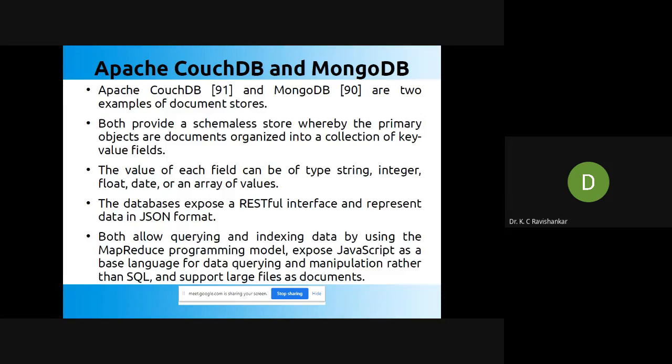Sometimes XML format is also used for sending data, as I already said in the previous classes. So you should know how data is transmitted, and what are the different types of data available for keeping in a document: string, integer, float, date, and an array of values saved in the form of files. Both allow querying and indexing data by using the MapReduce programming model, which we are going to discuss very shortly.